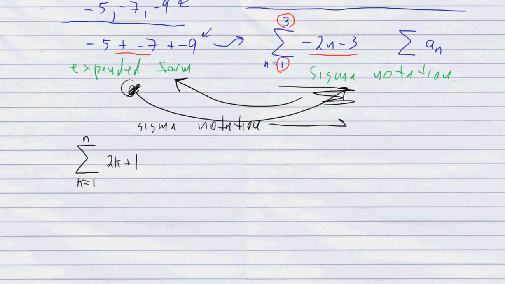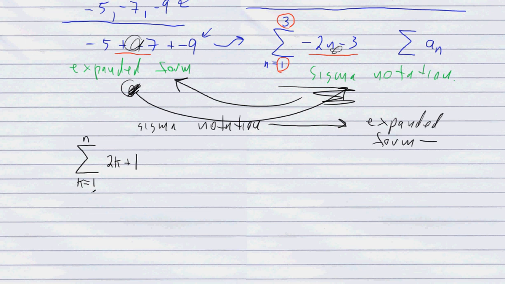And we're supposed to take that and expand it out and put it in expanded form. Now, what does that mean? It means that we want to write it out like this. We're given the formula here. We're supposed to generate what the terms of the sequence are, starting with the first term.